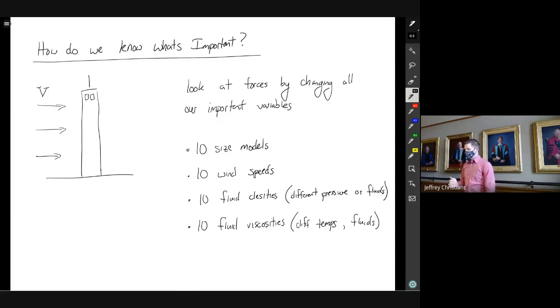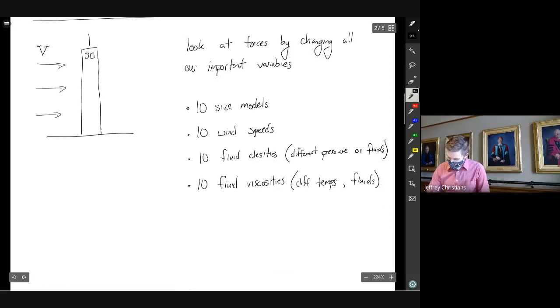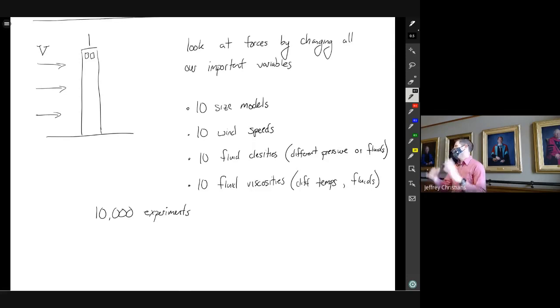And by the time we're done, at each of our 10 models, we do 10 different wind speeds with 10 different densities and 10 different viscosities. That's 10 times 10 times 10 times 10. And very quickly, we're doing 10,000 experiments to be able to characterize our model. Each experiment, I don't know, you hire a couple interns, they can do 5 experiments a day. So it's going to take a while, like, I don't know, 5 years, 4 years. And then you'll have done all the experiments, and then you can go look at your data and figure out how each of these things matter.